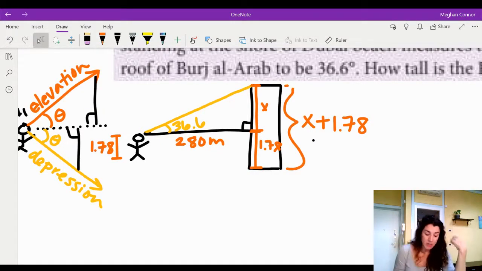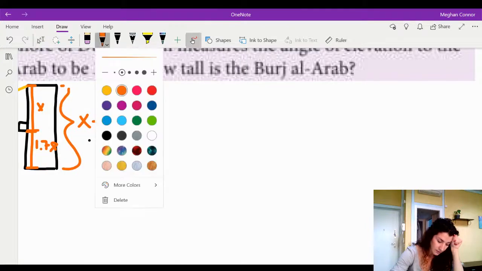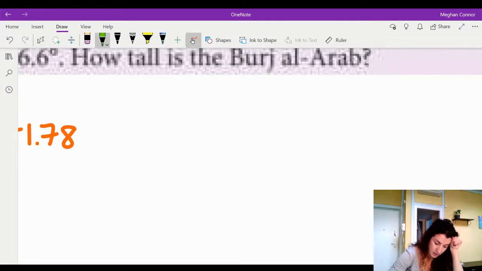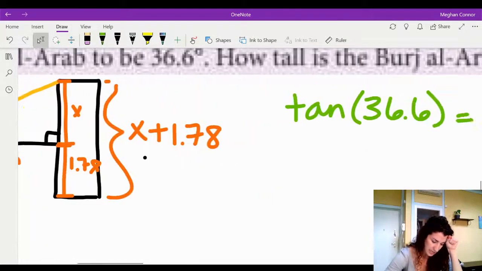With all of that, now I'm starting to develop a plan. I need to solve for x. Looking at my right triangle, I have the opposite. I want to find the opposite, and I have the adjacent. And as a result, that means opposite adjacent, I'm using tangent. Tangent of 36.6 equals my opposite side length, which is x, over my adjacent, which was what? 280.